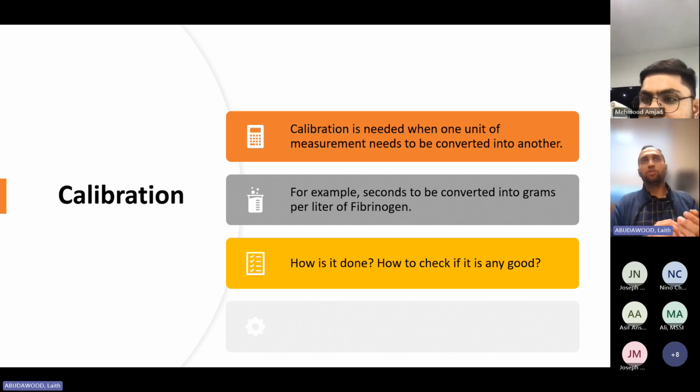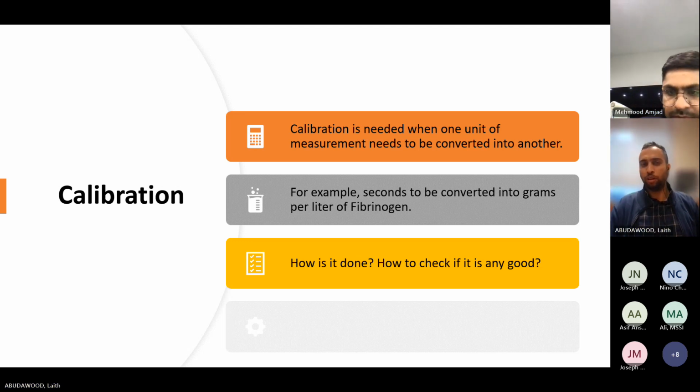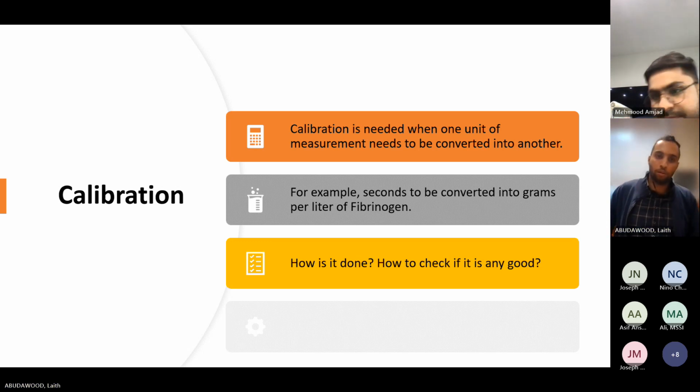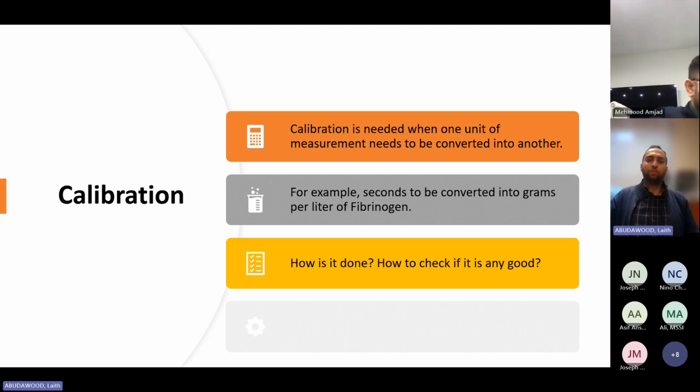Now, calibration is something that I think many people can sometimes be confused about. Like, why do I have to do calibration? What's the point? Why do I have to calibrate this test, but I don't have to calibrate that test? Why, for example, doesn't APTT have calibration? Why do I sometimes have to repeat my calibration multiple times? It keeps failing. My calibration passed, but QC is failing, etc.